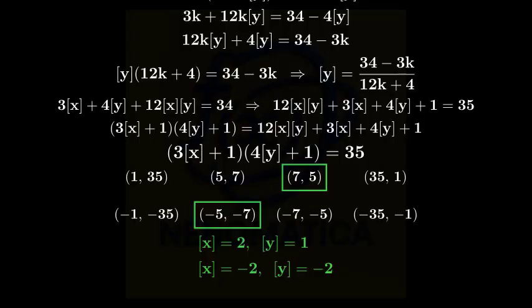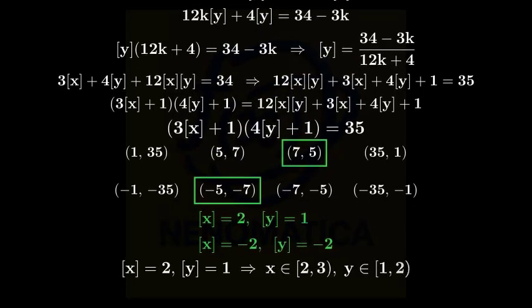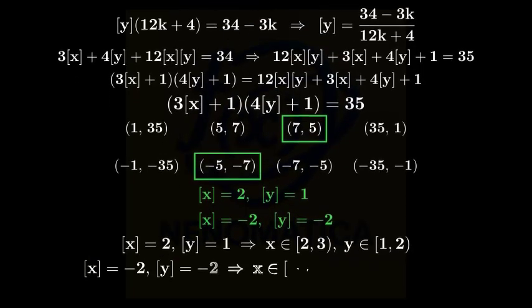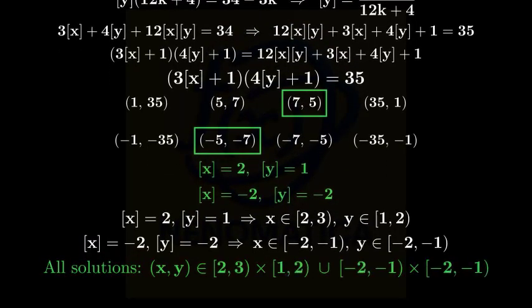Step 5. Translate each integer pair into intervals for x and y. If floor of x equals 2 and floor of y equals 1, then x is in the interval 2 to 3, and y is in the interval 1 to 2. If floor of x equals −2 and floor of y equals −2, then x is in the interval −2 to −1, and y is in the interval −2 to −1. These are the complete solutions, since the original equation uses only floors.